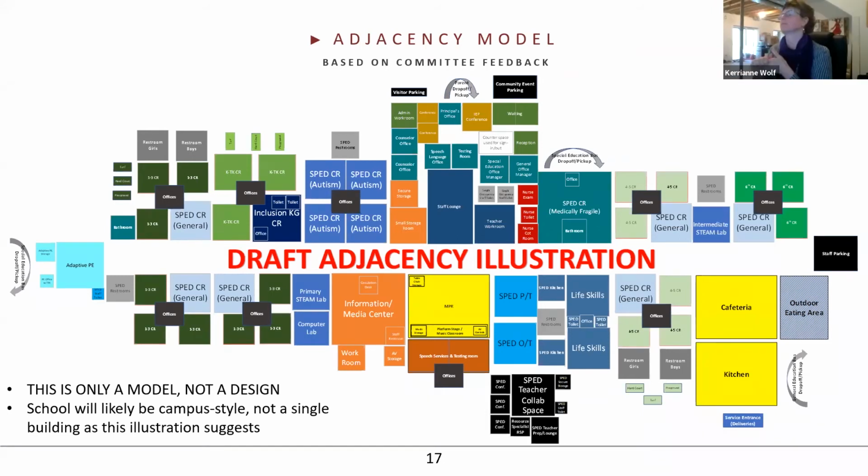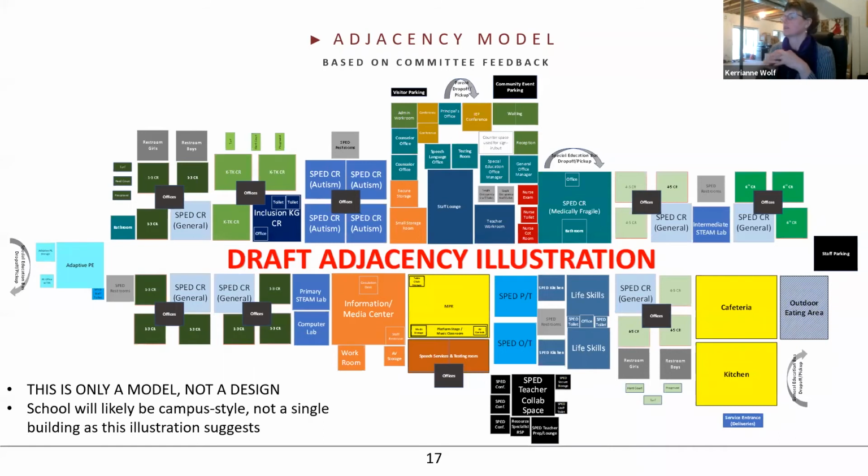Okay, good. And then I wanted to ask a question too. The cafeteria on that far right side or east side of the campus with the outdoor eating area, does that feel like that's probably the right location for that space? Or would you prefer, because what I've done now in my draft is moved the adaptive PE closer into the life skills space and near the medically fragile.